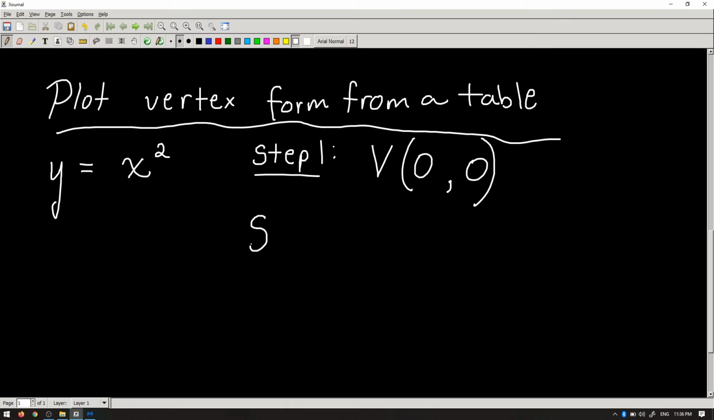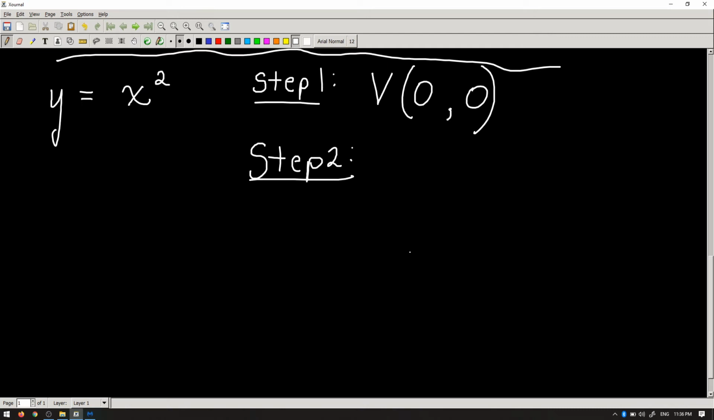What's step 2? Step 2 is going to be taking that vertex and putting it in the middle of an XY table. So I'm going to create a table, XY, and I'm going to put 0, 0 in the middle of the table.